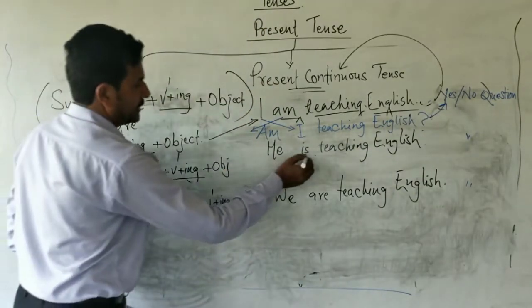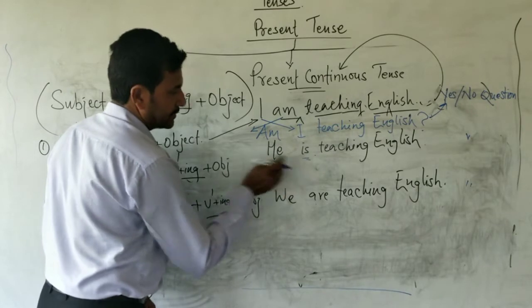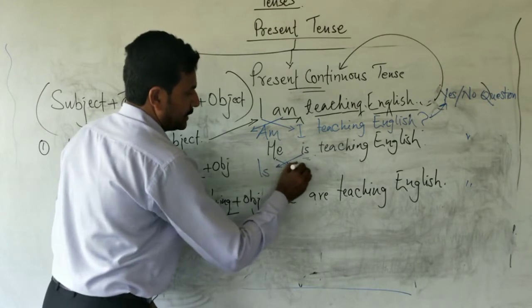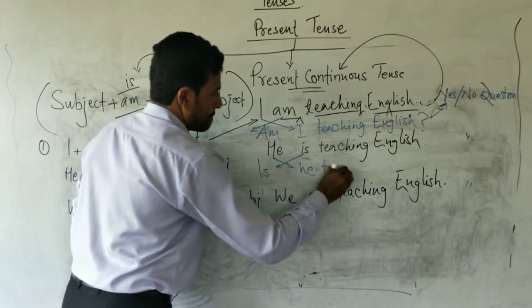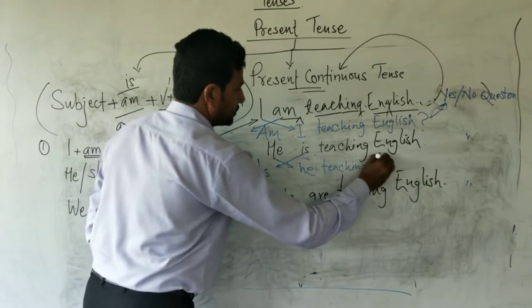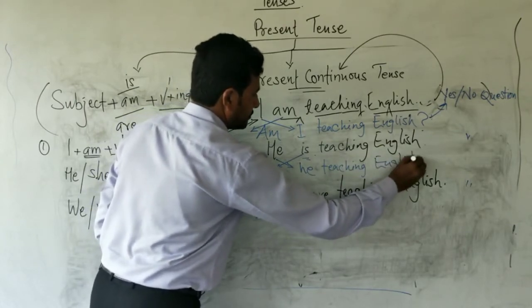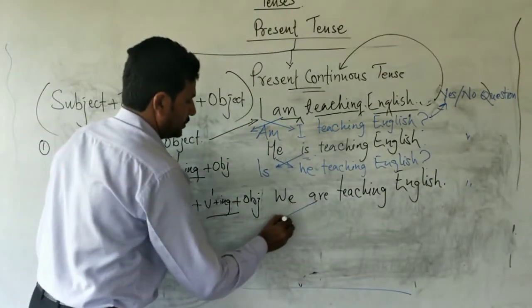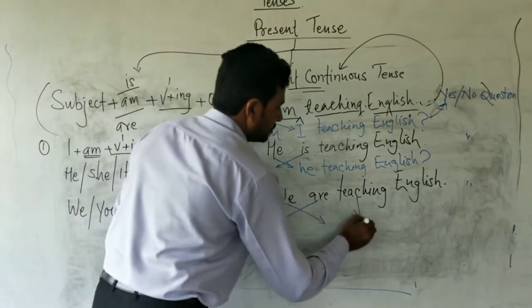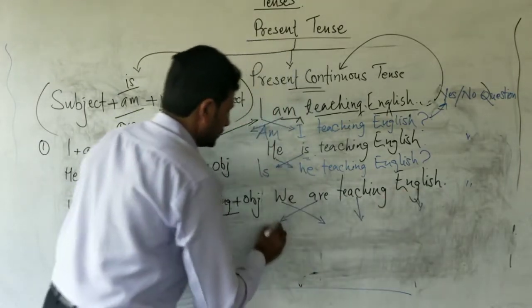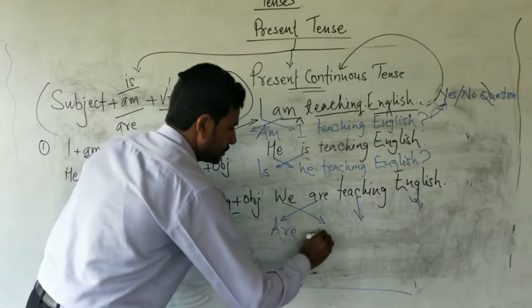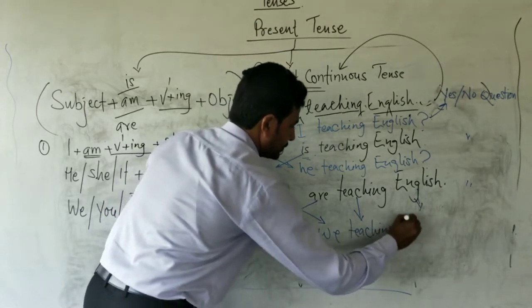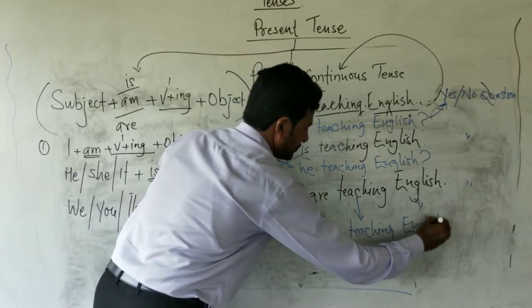Same here, you bring is forward and then the subject, so this will become: is he teaching English? Question mark. How to make this a yes-no question? Just bring this one here, this here, and drop this as usual. So this will become: are we teaching English? Question.